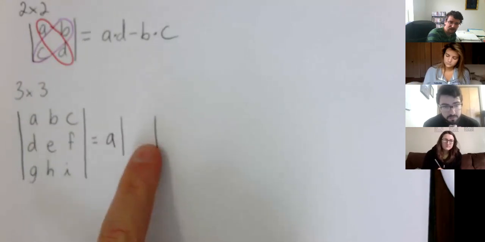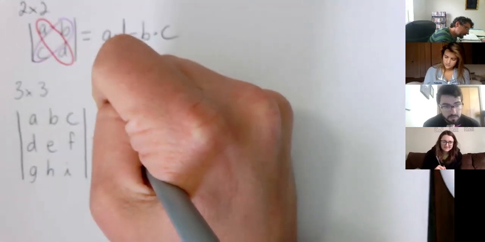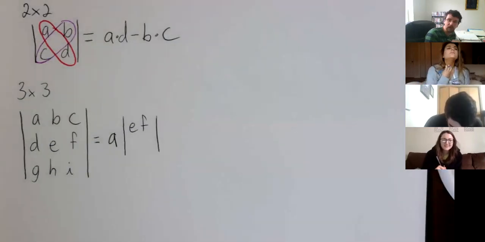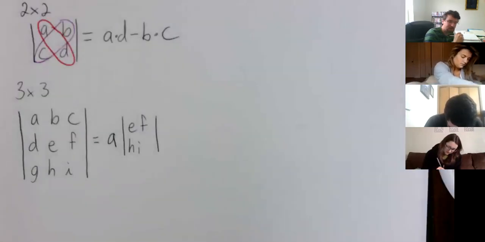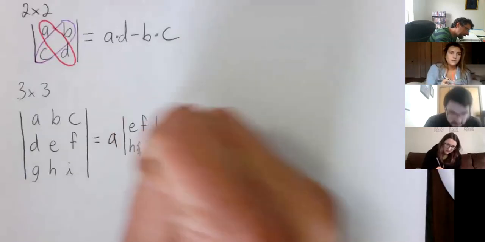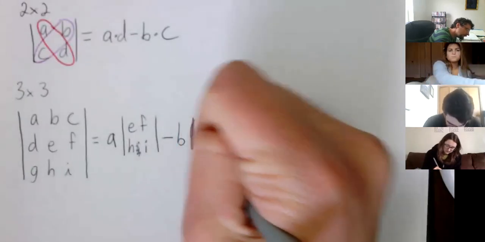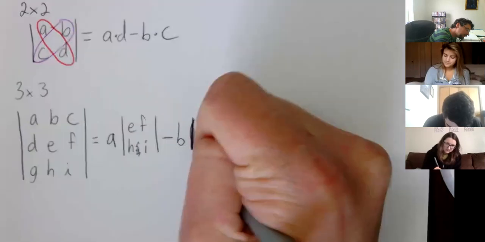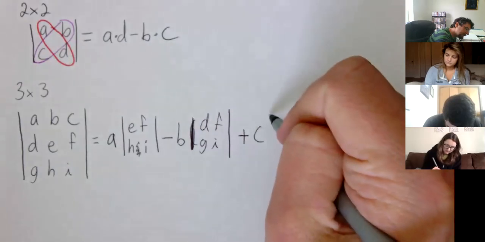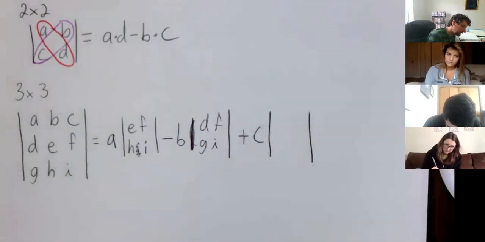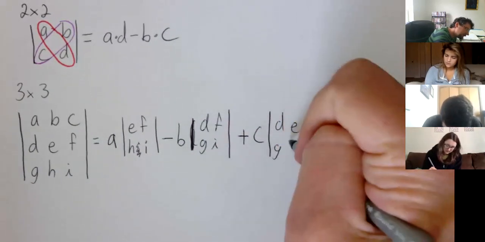So what's this next determinant going to look like? E, F, yep. H, I. Yep. What's going to come next? B, F, D, I, G. Yep. B, F, G, I, plus C. What's going to be in that determinant? D, E, G, H, right?